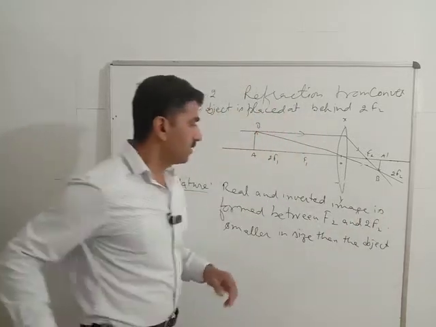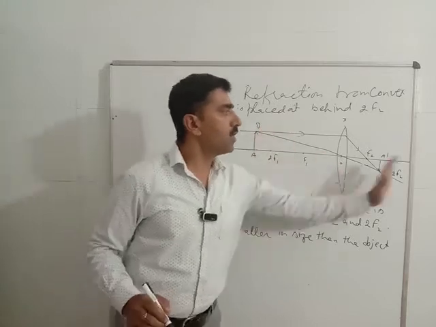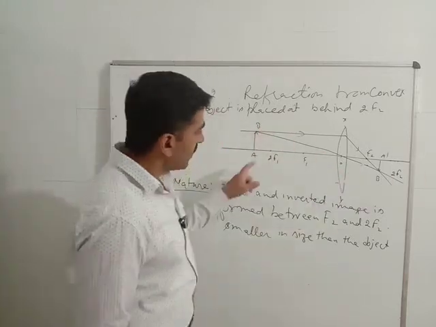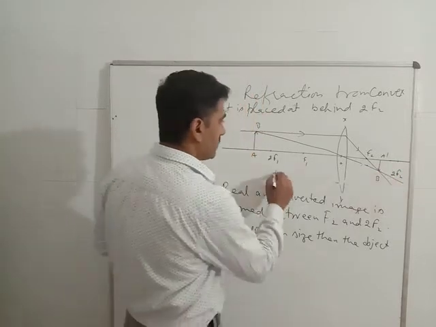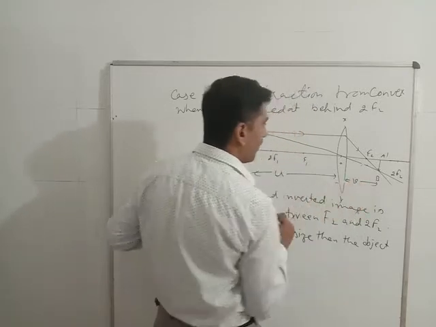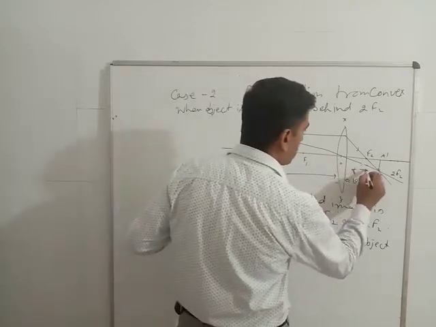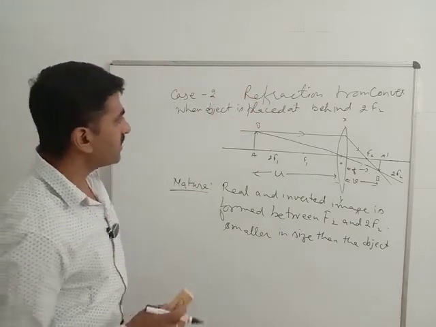Very simple. So similarly, when you go a little closer, the image will be formed a little farther away. If you place the object at 2F1, the image will go to 2F2. Very simple. This is your distance of the object. This is your distance of the image. Fine. And the focal length of a convex lens is positive, whereas the focal length of a concave lens is negative.